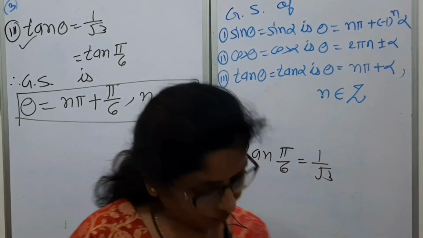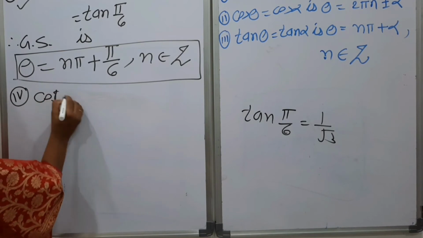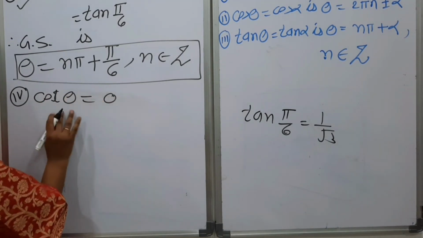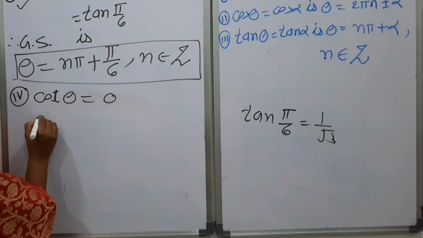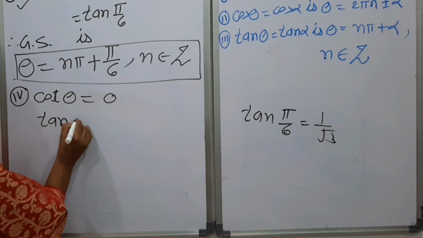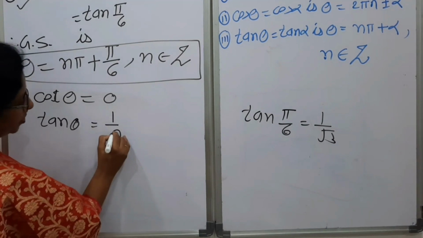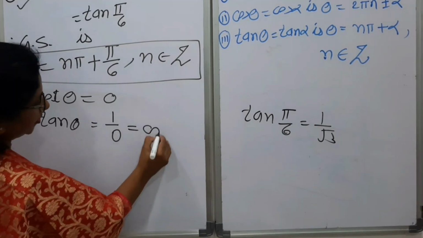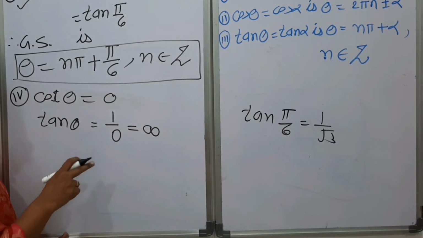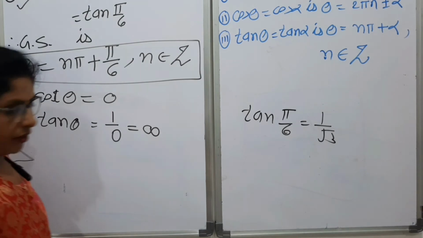Now, fourth, cot theta equals 0. We will take the reciprocals of both sides. The reciprocal of cot theta is tan theta, and the reciprocal of 0 is 1 by 0, which we can write as infinity. Now, for what value of alpha is the tan ratio infinity?